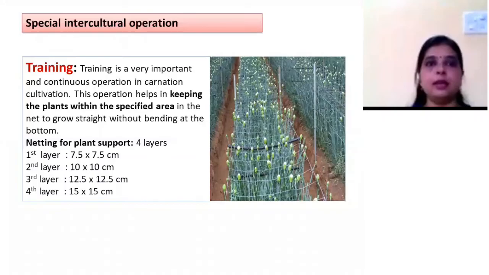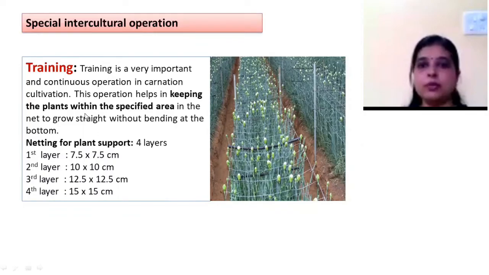These are the important intercultural operations that are followed in carnation, that is training, or you can say netting. In this figure also you can see the netting of the carnation. Generally, 4 layers of netting are done.